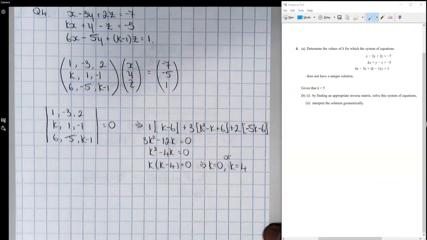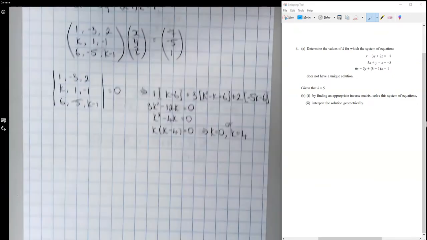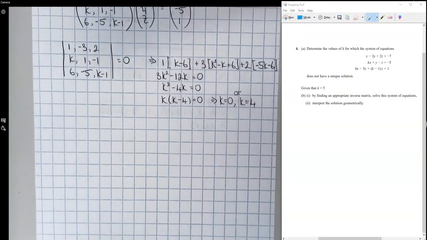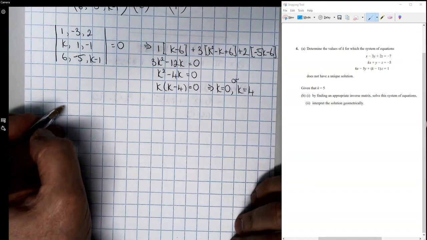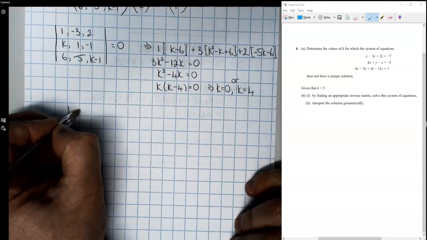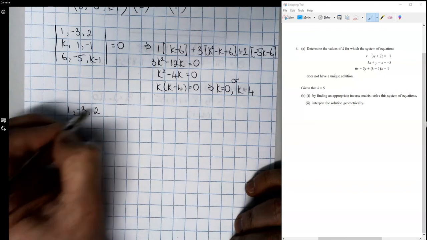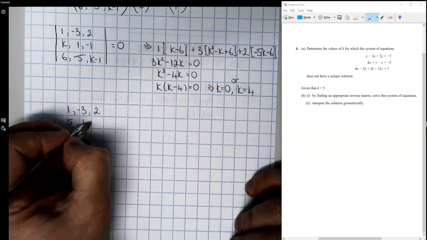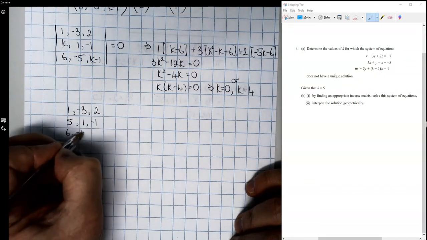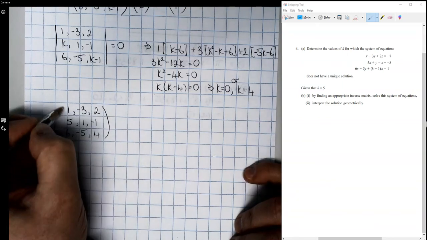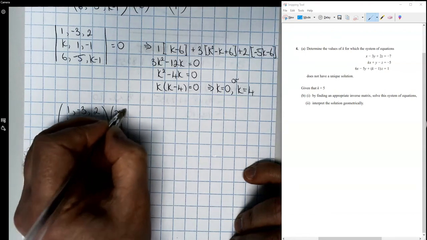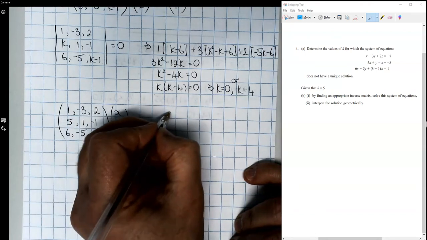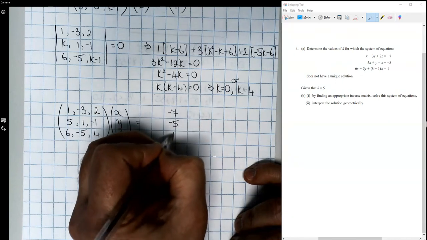Okay, for part B, it says, well, what happens if K is 5? So clearly here we will have an inverse because it's not 0 or 4. So we've got the matrix [1, -3, 2; 5, 1, -1; 6, -5, 4] times (x, y, z) equals (-7, -5, 1).